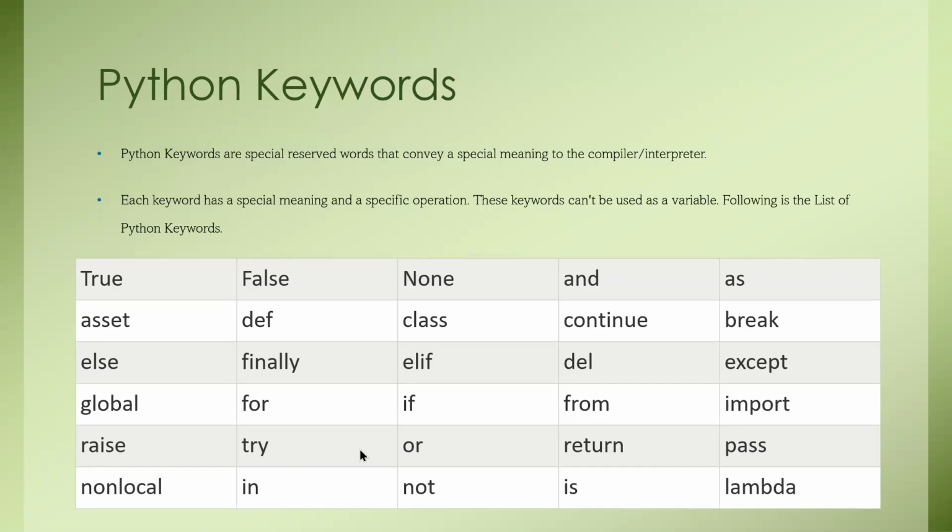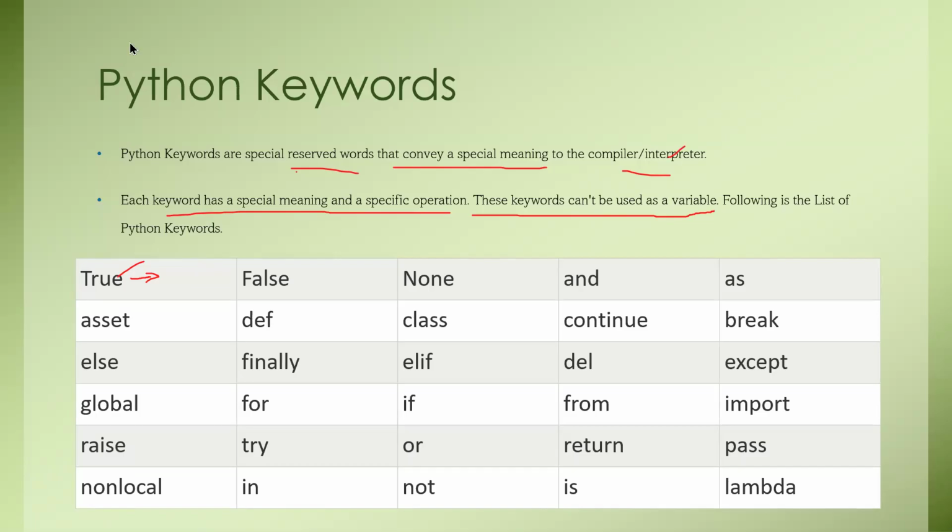coincide with these keywords. Python keywords are the special reserved words that convey some special meaning to the interpreter. Like when you declare a variable with the initial value true, it will define that variable as a Boolean variable, right? Like that, it is going to convey some special meaning to the interpreter. So each keyword has a special meaning and a specific operation, and these keywords cannot be used as a variable name. You see?